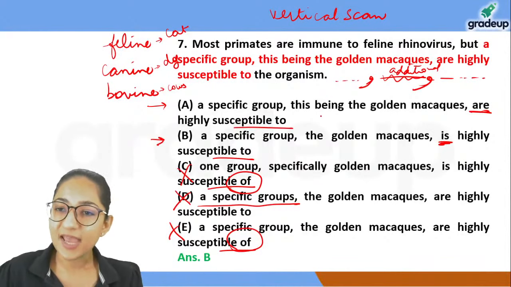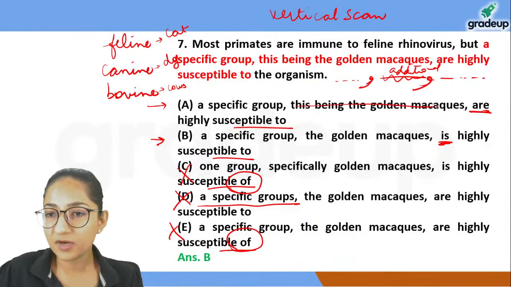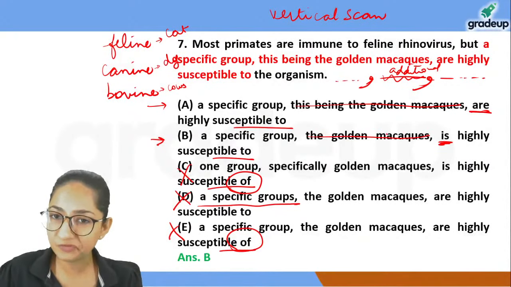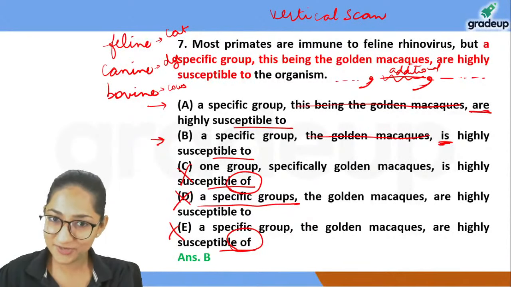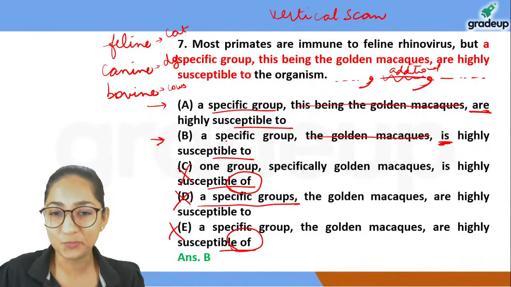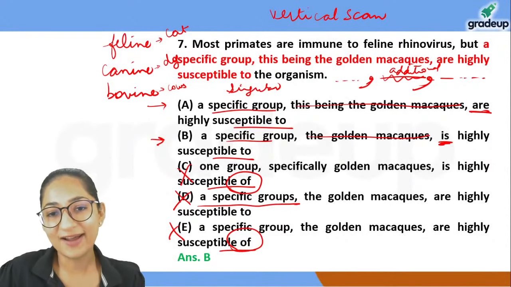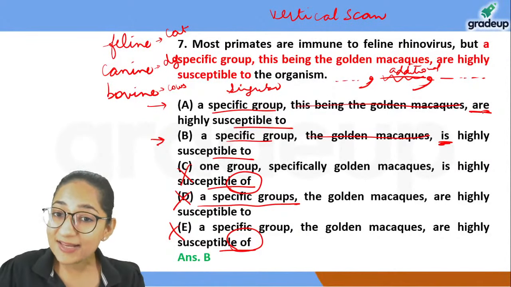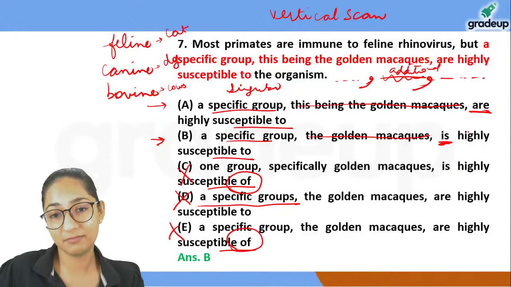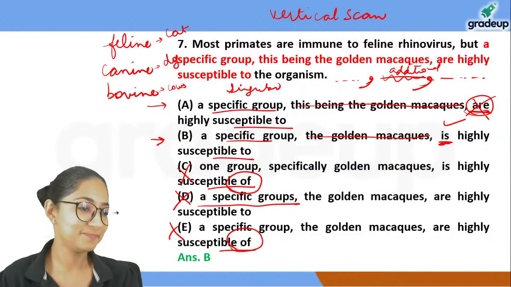Okay? So it says a specific group, this being the golden macaques. Let's remove it for the moment and check whether our verb is aligned with our subject. Subject is a specific group. Specific group is singular. If it is singular, we need a singular verb. A specific group is highly susceptible or are highly susceptible? Specific group is highly susceptible. This becomes the answer. This is out.